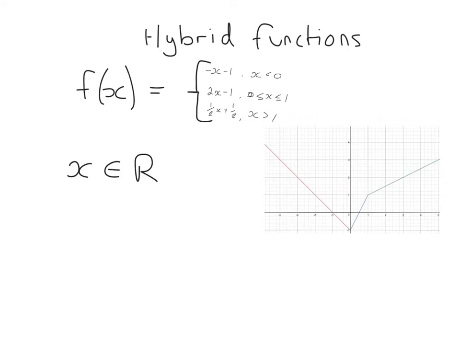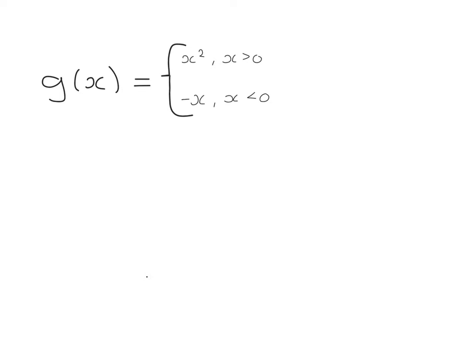We'll also look at the range of these graphs, and you can clearly see here that the range, the most negative y value is negative 1. So it goes from negative 1 all the way to infinity in the positive direction. The value is undefined. Now here's an example of a hybrid function that doesn't include a value.